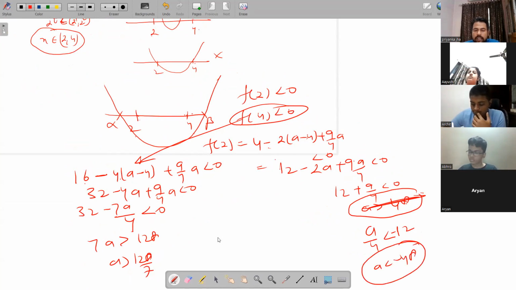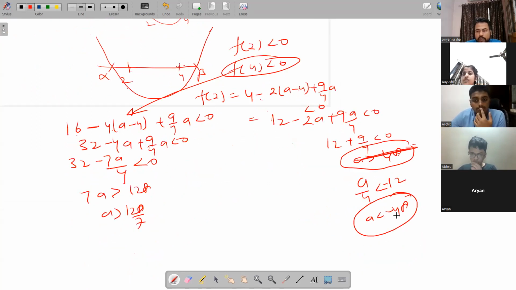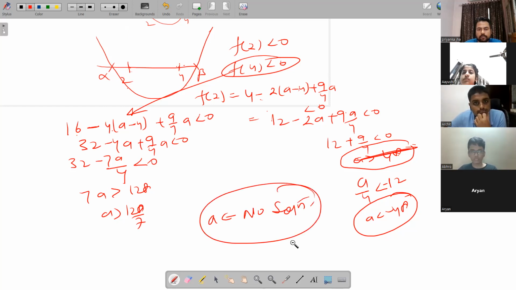Now you can see that there is nothing common between these two values because from here it is saying that it has to be less than minus 48 and it is greater than 128 by 7. So nothing common. So a has no value, no solution. Understood?